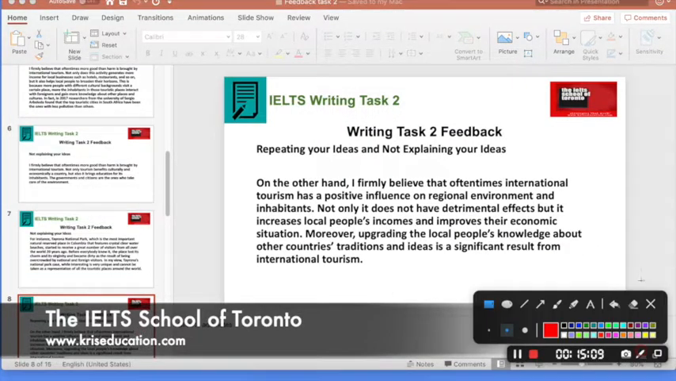And that's another example of repeating your ideas, actually. Repeating and not explaining your ideas. So do read this another time briefly. I'll give you 2 minutes for that, and try to understand where the ideas are repeated and where the ideas need further explanation.